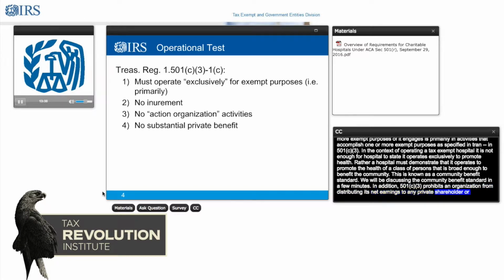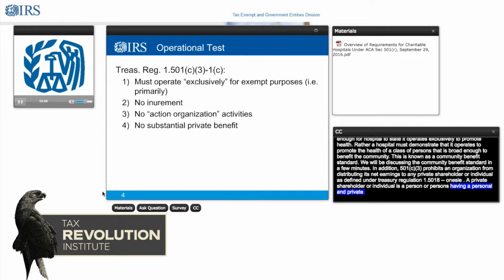As defined under Treasury Regulation 1.501(a)-1(c), a private shareholder or individual is a person or persons having a personal and private interest in the activities of the organization. Hospitals must also comply with the statutory requirements that prohibit an organization from qualifying for Section 501(c)(3) if a substantial part of the organization's activities consist of carrying on propaganda or otherwise attempting to influence legislation, or if the organization engages in any political campaign intervention.